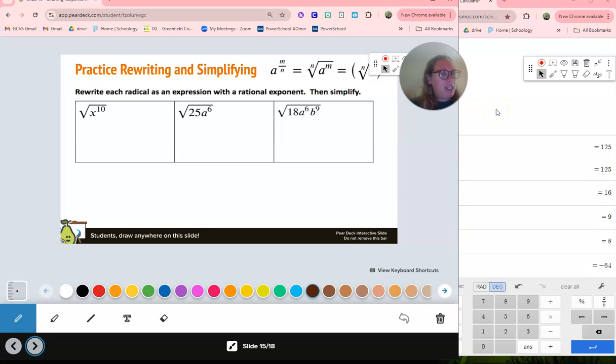So we're going to rewrite these. It says, rewrite each radical as an expression with a rational exponent and then simplify. As always, I'm reminding myself, maybe I'm writing this in my notes again, the more you write it, the more it gets into your brain. Power over root, right? So our base here is x, our power is 10, and our root is 2. 10 divided by 2 gets us 5, so this is really an x to the 5th.